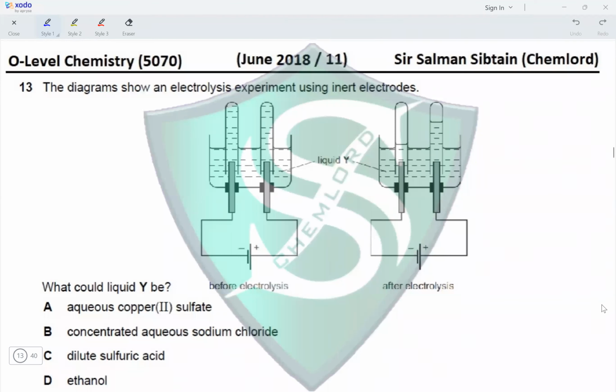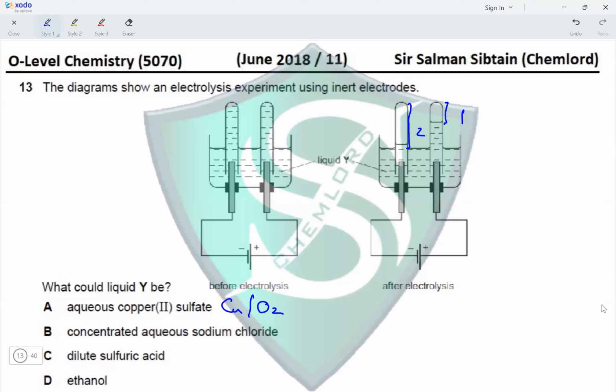Question 13. The diagram shows an electrolysis experiment using inert electrodes. In the beginning, we have two tubes filled with the electrolyte, and after electrolysis, tube 1 and tube 2 have some gas present in them, and the ratio of the volume of the gas is 2:1. What could liquid Y be? Aqueous copper(II) sulfate, when electrolyzed, would give us copper metal and oxygen gas. So one of the tubes will not have any gas present in it.